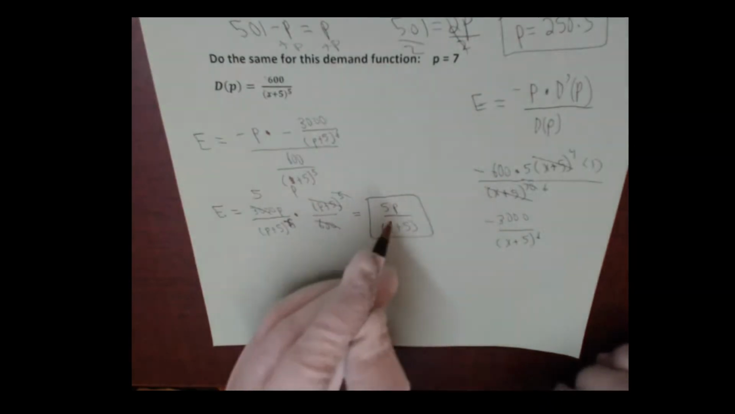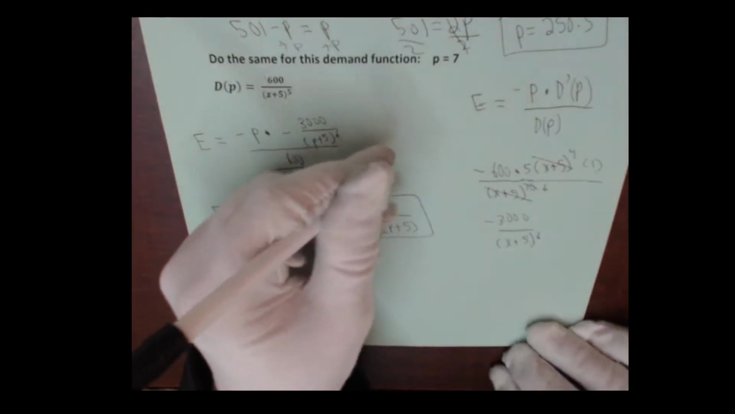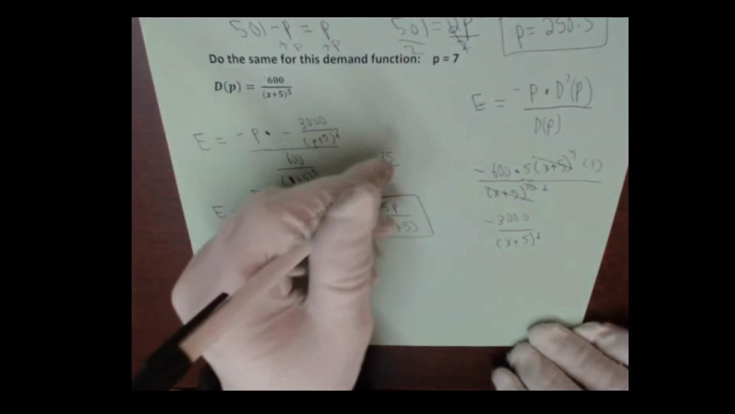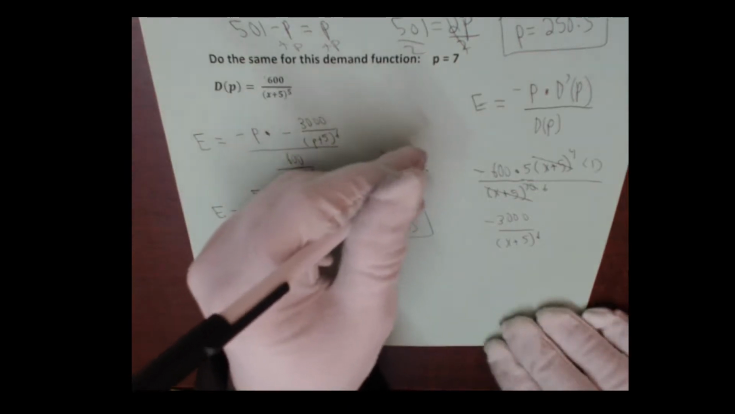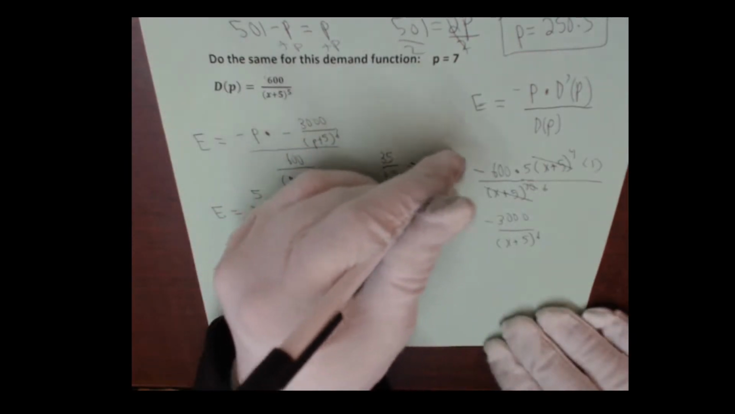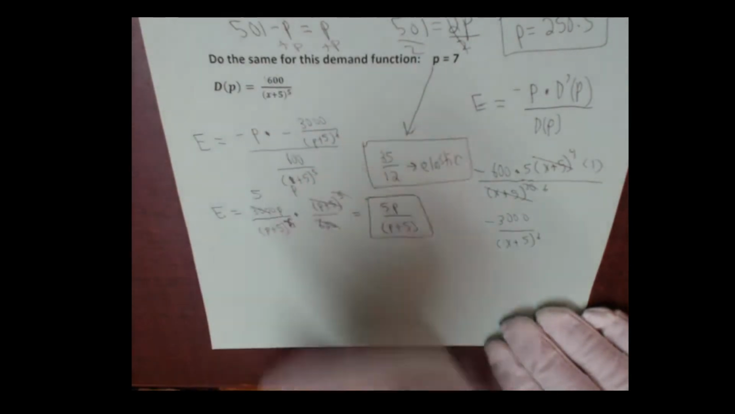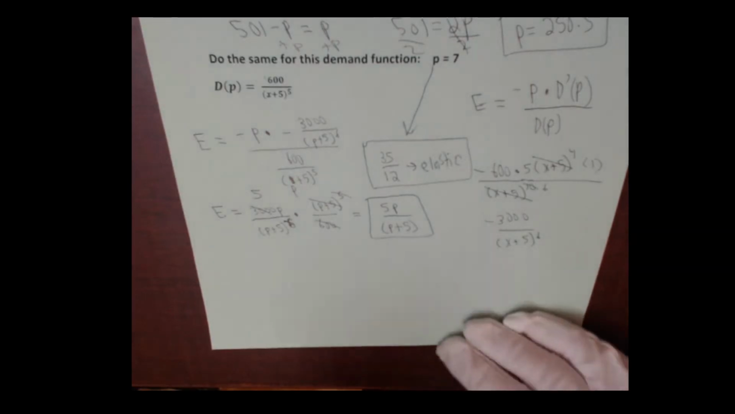What about a price of 7? If we put in a price of 7, we get 35 on the top because 5 times 7 is 35. We put 7 on the bottom, 7 plus 5 is 12. And so you can see that at that price our elasticity is greater than 1, so we are elastic at that price. Let's find out when revenue is maximized.